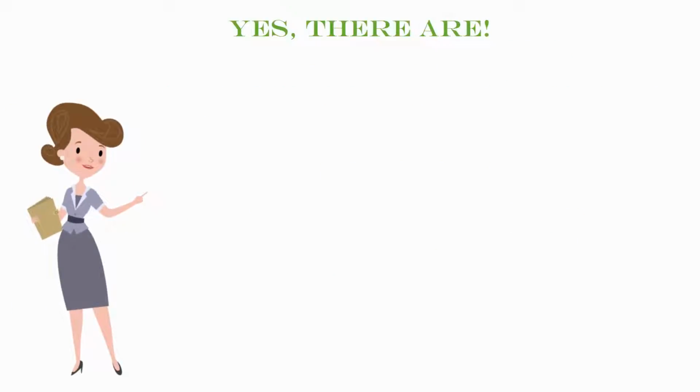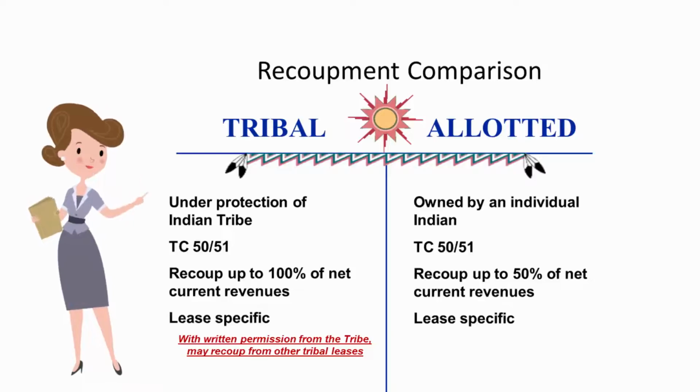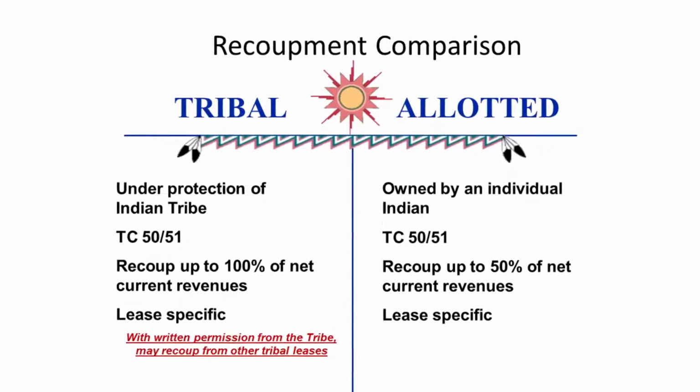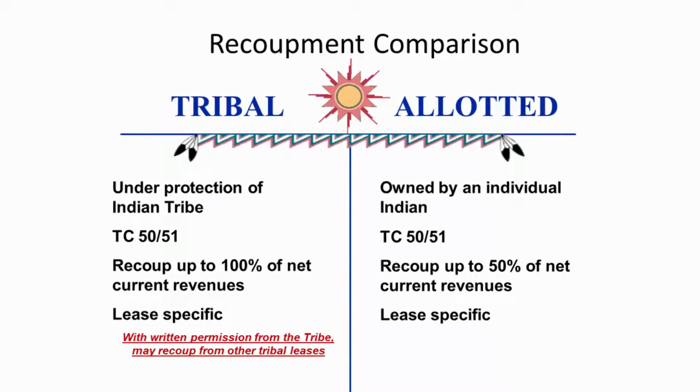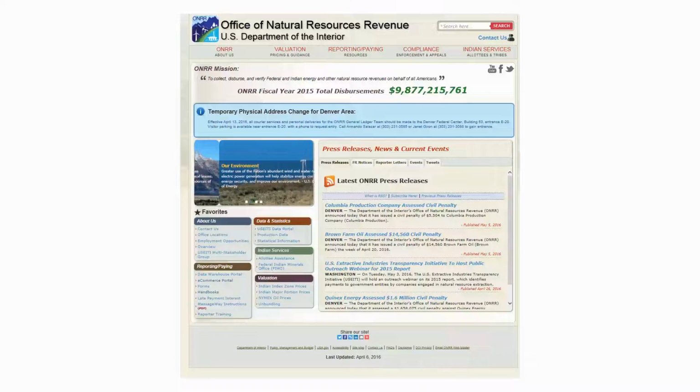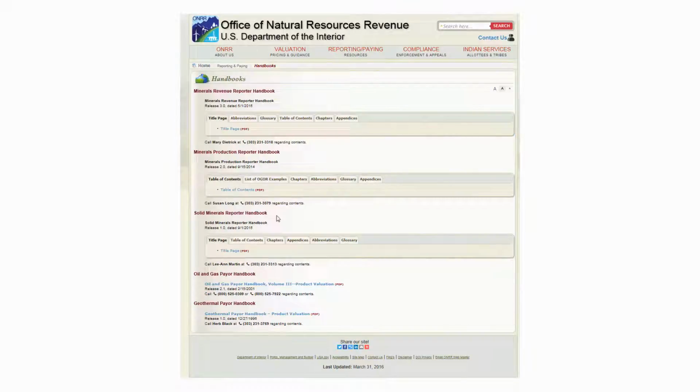Yes, there are. Be aware there are limitations on the amount you can recoup in a given month based upon the lease type. Recoupments on tribal Indian leases can be up to 100% of net current revenue. Recoupments on allotted Indian leases can only be up to 50% of net current revenue. For the definition of current revenue, refer to the Minerals Revenue Reporter Handbook on honor.gov.